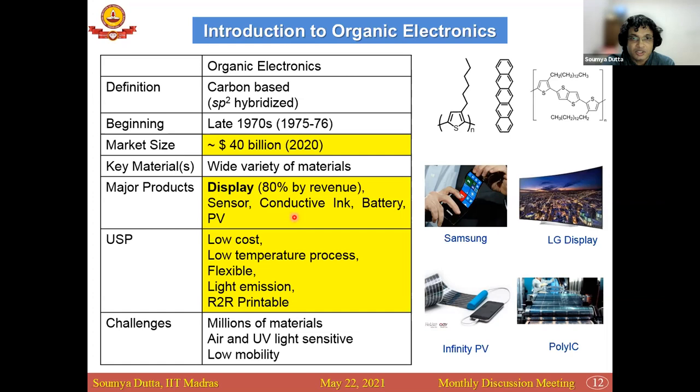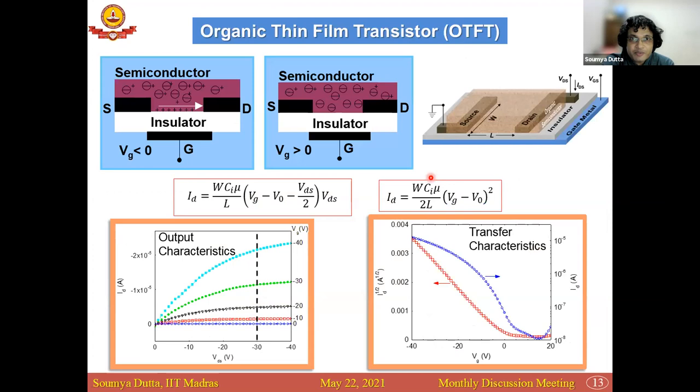Some of the prototypes are just shown. Now I'll discuss a very specific device here. Obviously there are so many devices, and it's not easy to discuss all of them. We don't have much time. So it's a very specific device. It's called the organic thin film transistor, okay, and it's a fundamental building block of basic circuits.